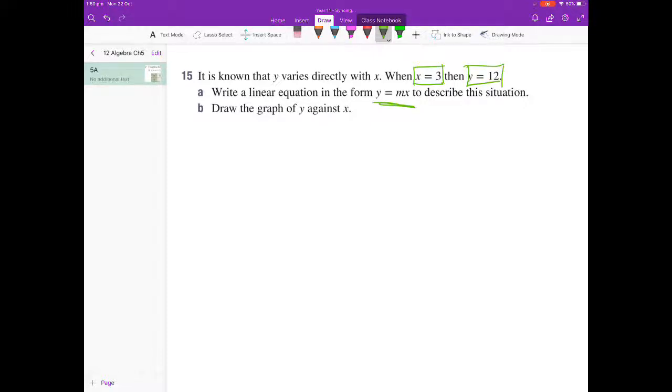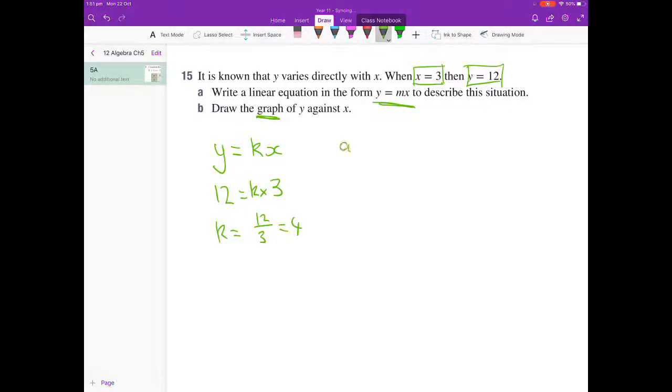So where the y is, we now have a 12. Where the x was, we now have a 3. Once we can work out our equation, we'll be able to graph it. So I've written a k for constant rather than our m for gradient, but it doesn't really matter what letter you put in there because we're just working out what number it's going to end up being. So it means we've got our k times 3 equals 12, so k is obviously going to be 4. 12 divided by 3 is of course 4.